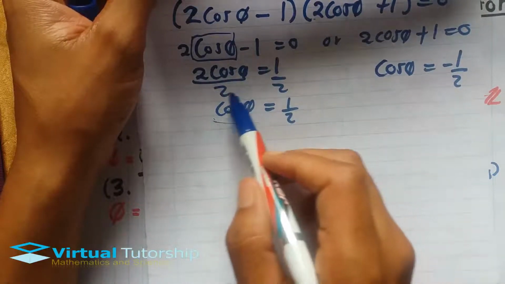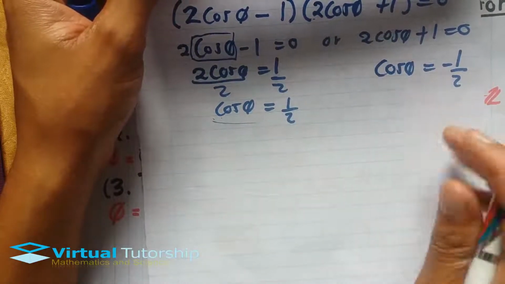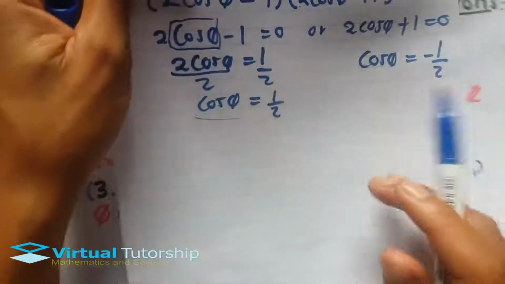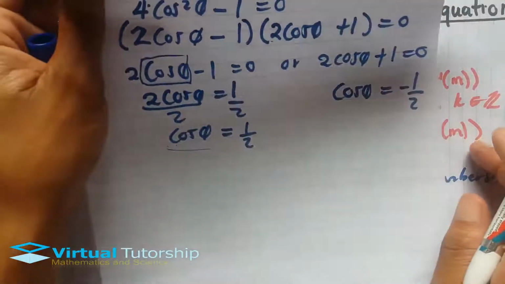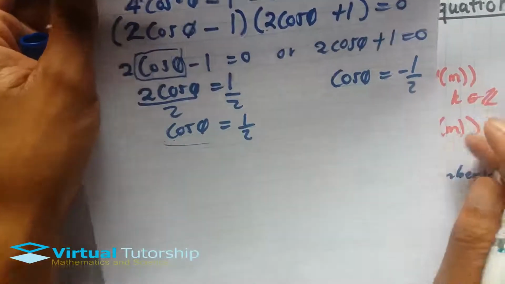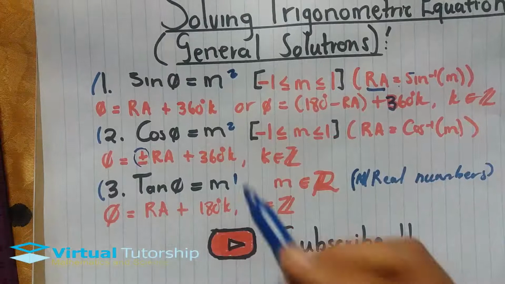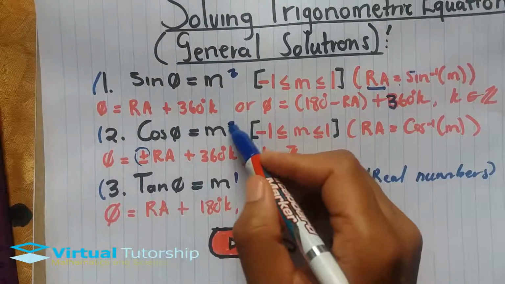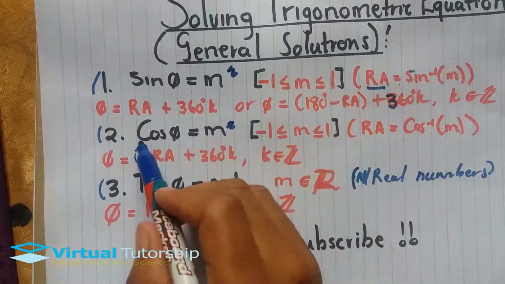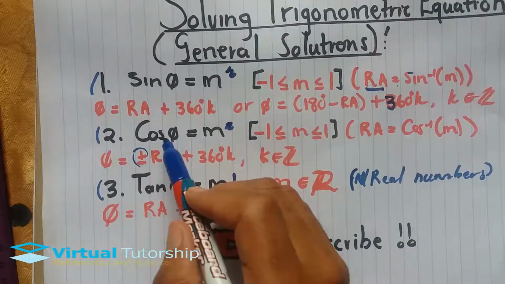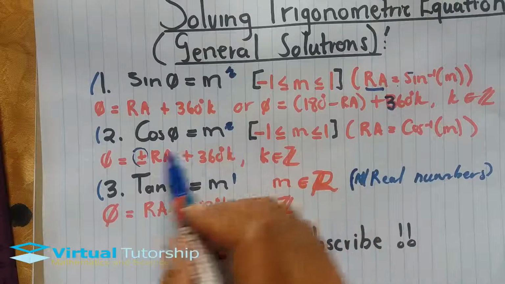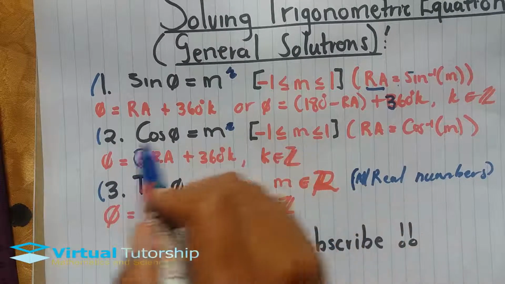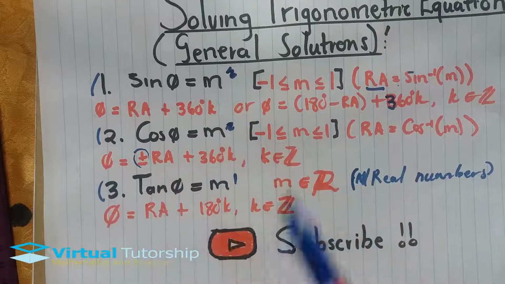So we find that we have a cos function which is equal to m. In this case m is a half, and the other one is minus half. Look now, cos, this is not squared, remember. So cos theta equal to m, which formula do we use here? Our general solution we will get from this formula.